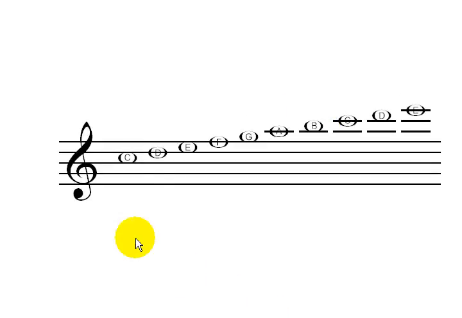Let's listen to how these notes sound up here. These are pretty high notes. Let's take a listen.